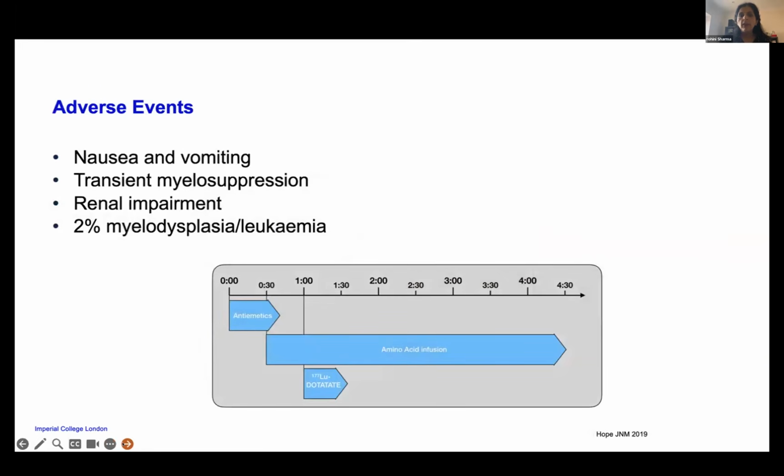What are the adverse events with lutetium? So it's actually very well tolerated. The main side effects are nausea and vomiting, transient myelosuppression, renal impairment, and there is a 2% risk of developing myelodysplasia. And this is the way we administer the drug. So we usually give an antiemetic beforehand to prevent the nausea and vomiting. We infuse amino acids during the entire infusion, again, to stop any renal impairment, and then we give the lutetium dotatate at the same time.